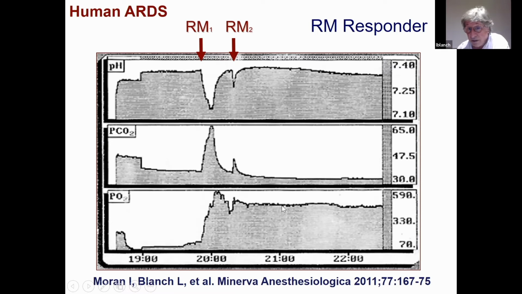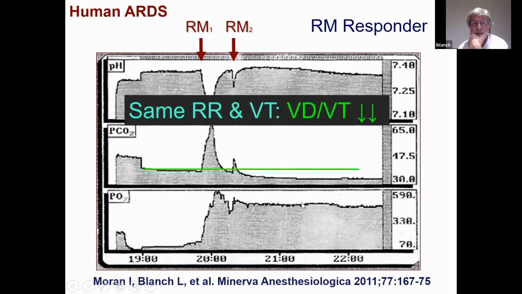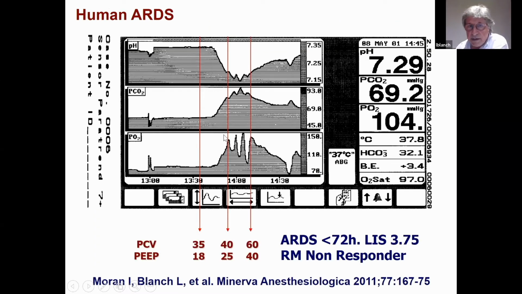The lung was completely open, and look at PaCO2. It decreases. Why is that? Because in that case, recruitment improves the V/Q of these different areas. At the same respiratory rate and tidal volume, the physiologic dead space in that case decreases. But at the bedside, we have, again, another patient like that.